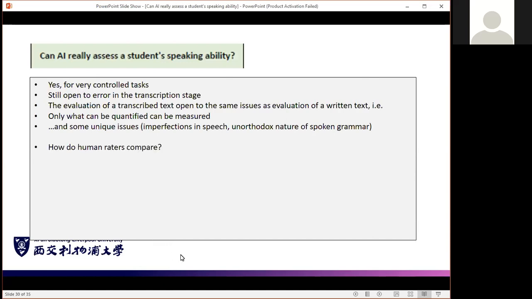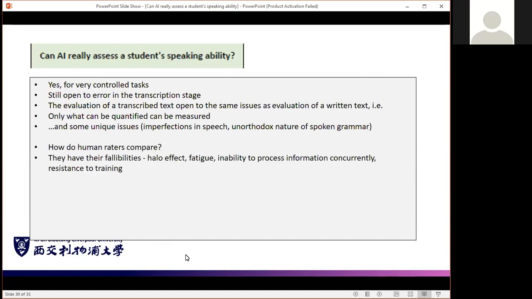It's unpredictable. So how do human raters compare? Well, yes, they have their fallibilities. The halo effect, which is where a test taker is very strong in one area, and that brings up the scores in the other areas, which are unrelated. So you might have very good pronunciation, and that brings up your other scores, even though your language use is no better. Fatigue, so computers don't get tired. That's a big advantage of them.